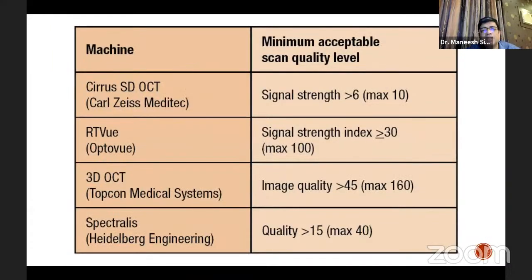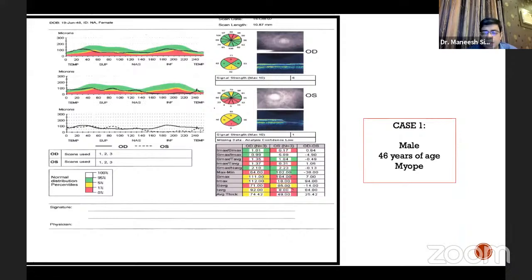As I was mentioning, the signal strength is variable. So currently we have the Spectralis machine where the quality of more than 15 is acceptable. I'll just share a few examples to make it more practical. For example, this is a myopic patient where you can see there is a thinning superiorly, inferiorly in both the eyes. So definitely OCT is showing thinning.